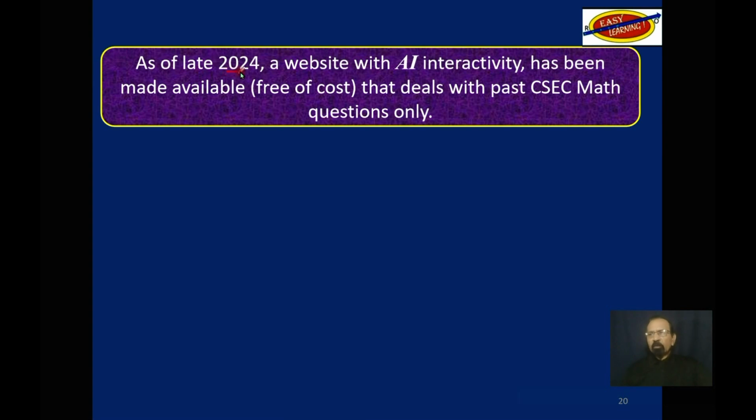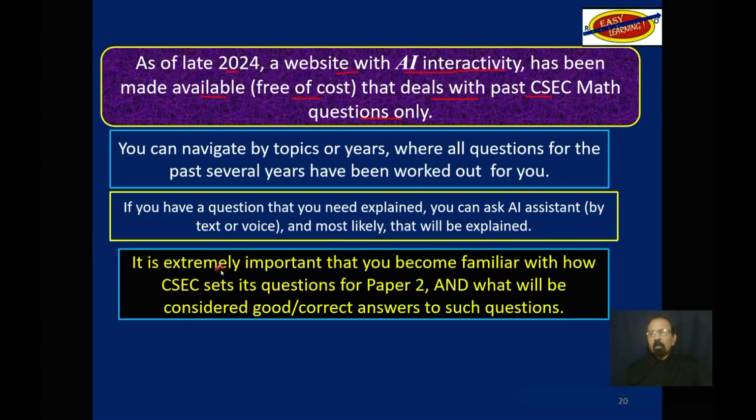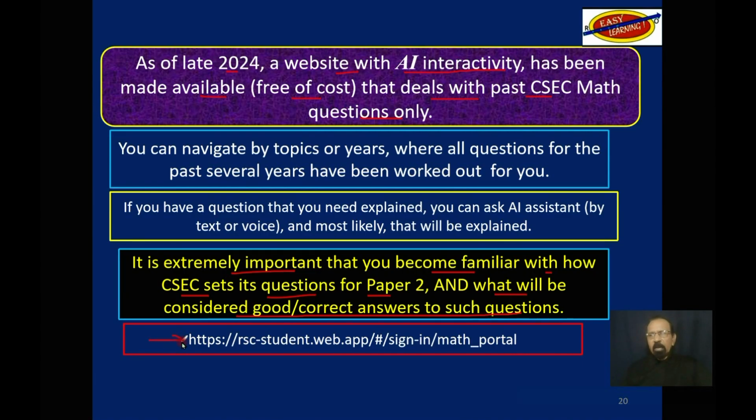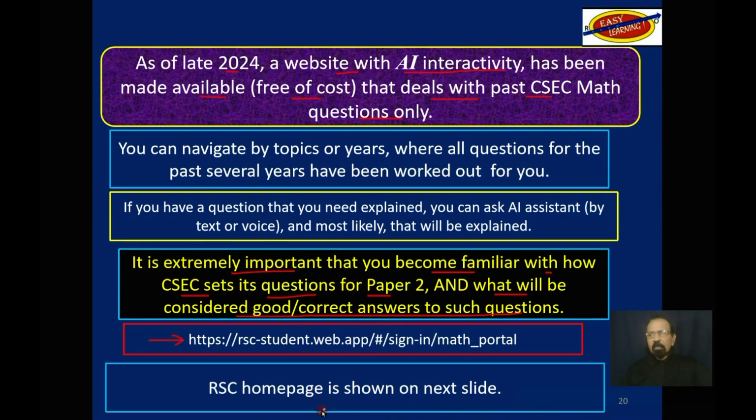Also, as of late 2024, a website with AI interactivity has been made available, free of cost, that deals with past CSEC math questions, specifically from paper 2. It is extremely important that you become familiar with how CSEC sets its questions for paper 2 and what will be considered good or correct answers to such questions. This is the URL for that website.